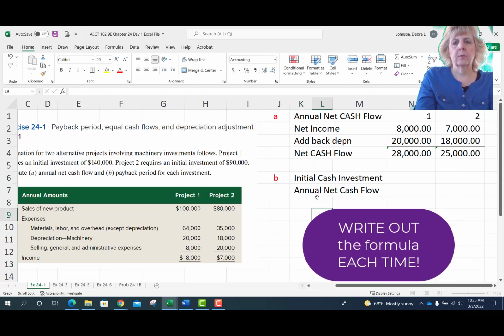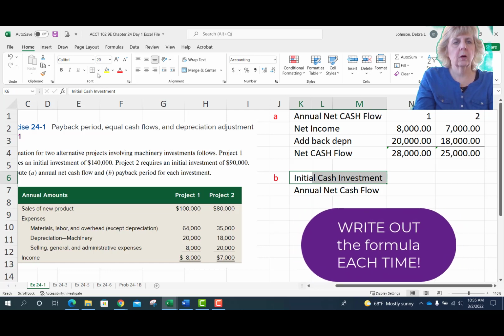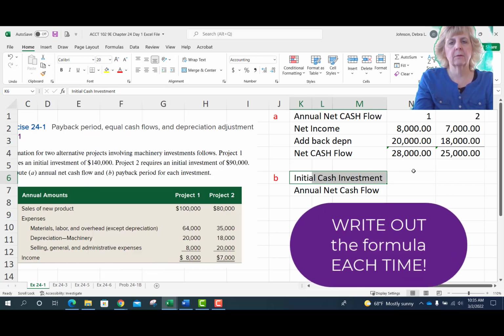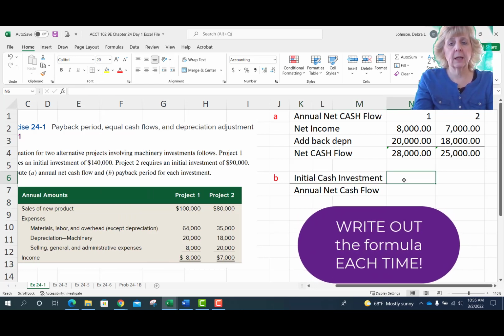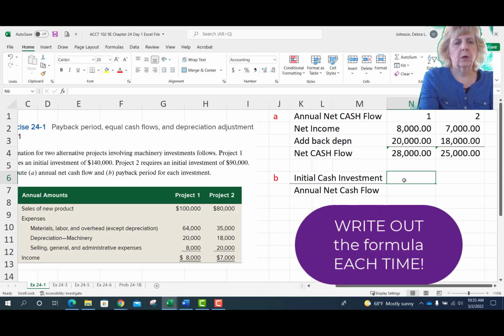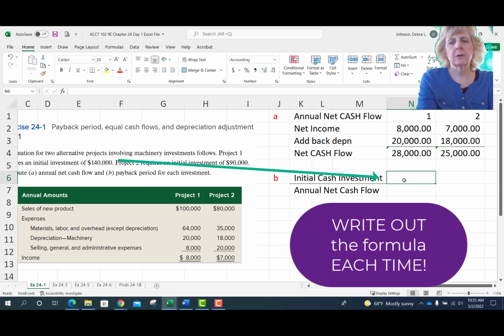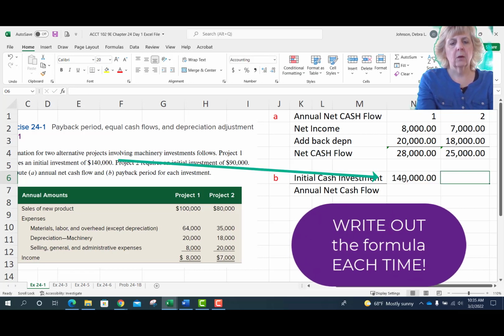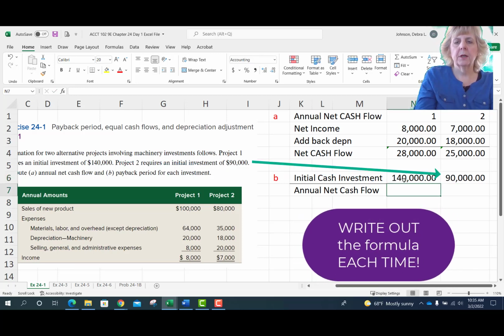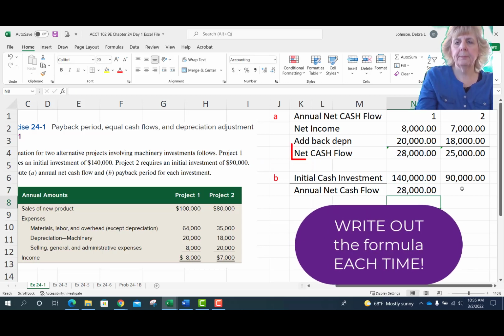So there's our formula. As you guys are doing your homework, I strongly encourage you to write down the formula each and every time. That way you won't forget it, and by the time the test comes around, you will have it ingrained in your memory. All right, the first one took a cash investment of $140,000. The second one took a much smaller cash investment. The annual net cash flow we just computed up above here.